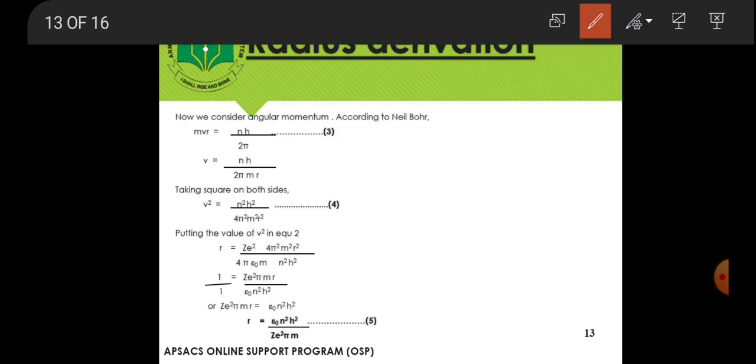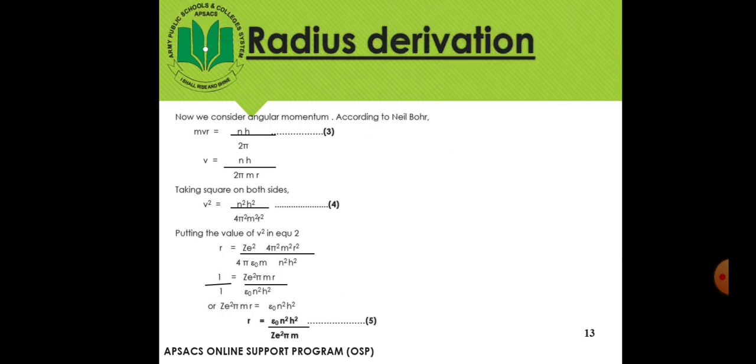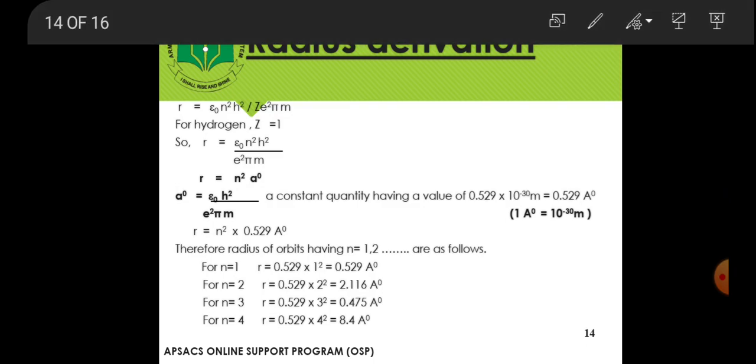So we will rearrange this equation and we will get the value of r. All these factors are multiplied when they are on the left hand side. When we write these factors on the right hand side, they will be written in the denominator, they will be divided. So the value of r is equal to epsilon naught n square h square over Z e square pi m. Yes students, so this is our equation number 5 that we have derived.